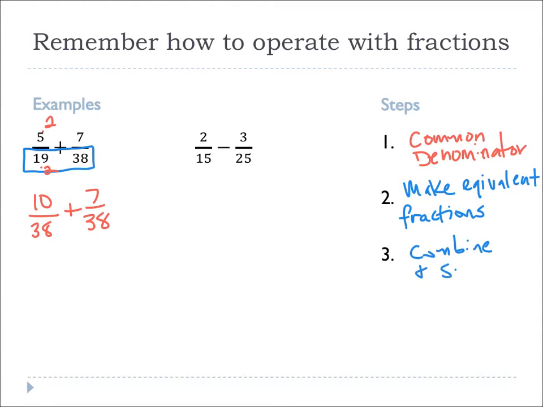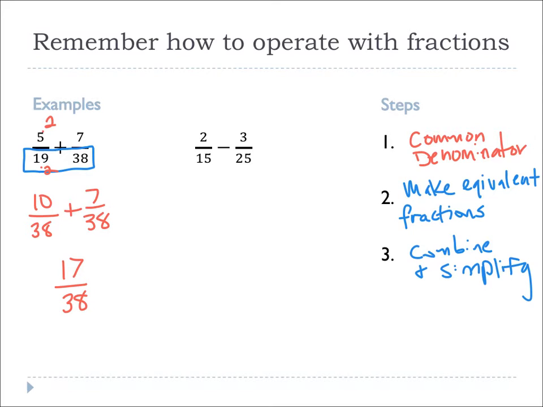And then our last step is to simplify. So after we combine, we would simplify if we could. What we get here is 17 over 38. And 17 is a prime number, so that's where it's going to stop. But the idea is that we have our fraction here, 17 divided by 38. And so the same thing would happen with our next example.